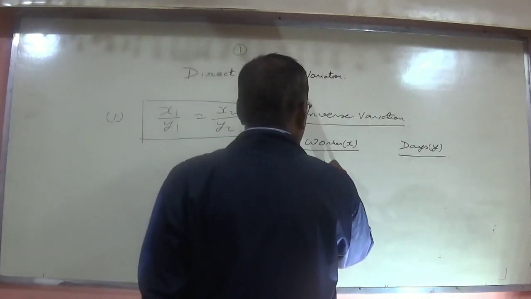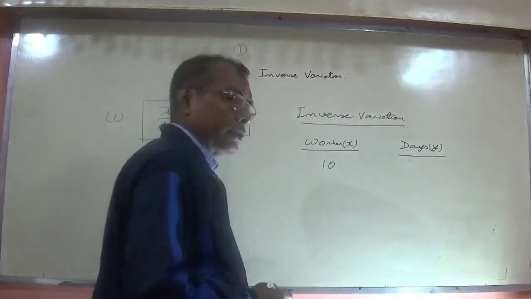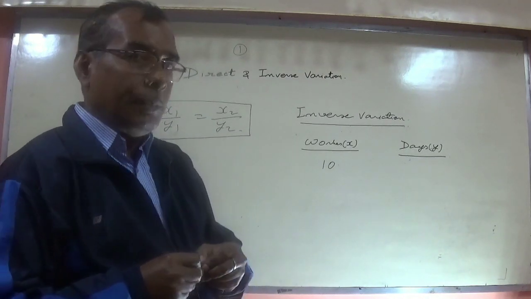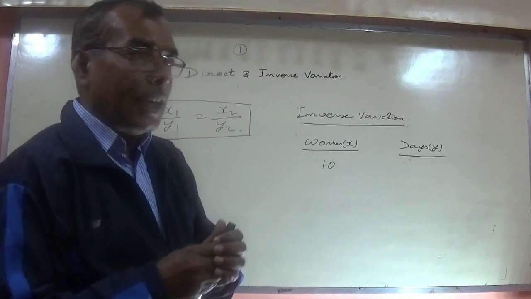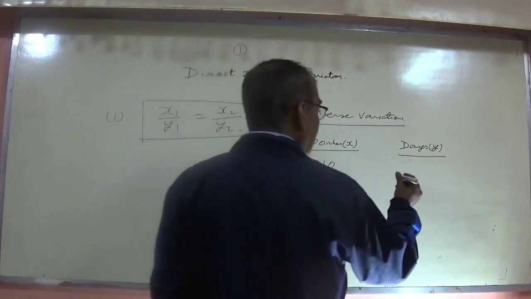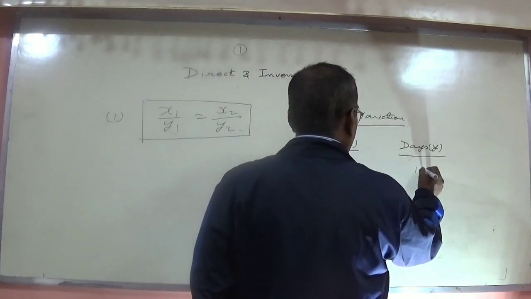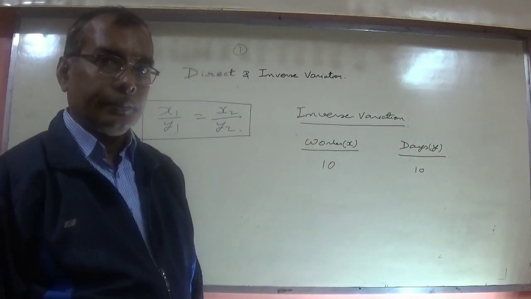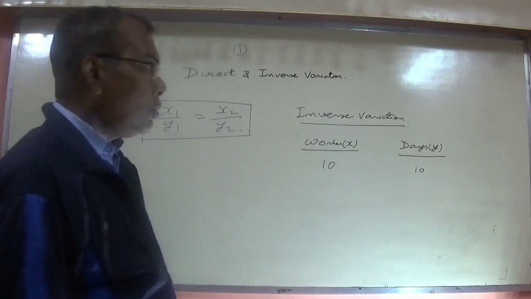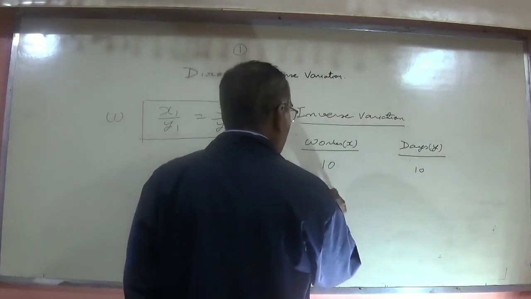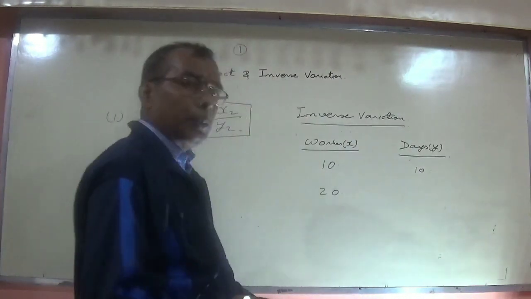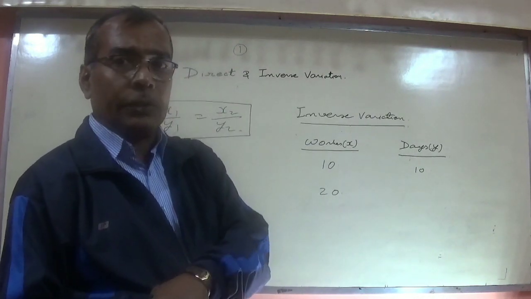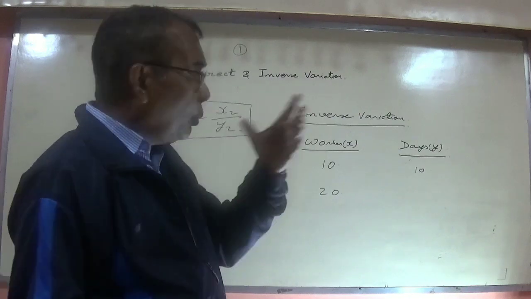Suppose you have appointed 10 workers for doing a piece of work, or cleaning your house or garden. When 10 workers came to your house, they told you that they are going to finish that particular work in 10 days. Now, suppose instead of 10 workers, you have appointed 20 workers. Then how many days will they finish?